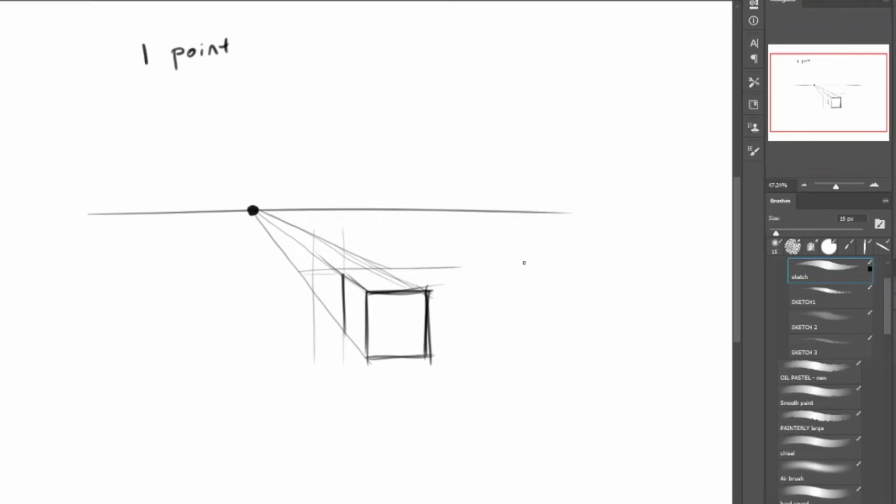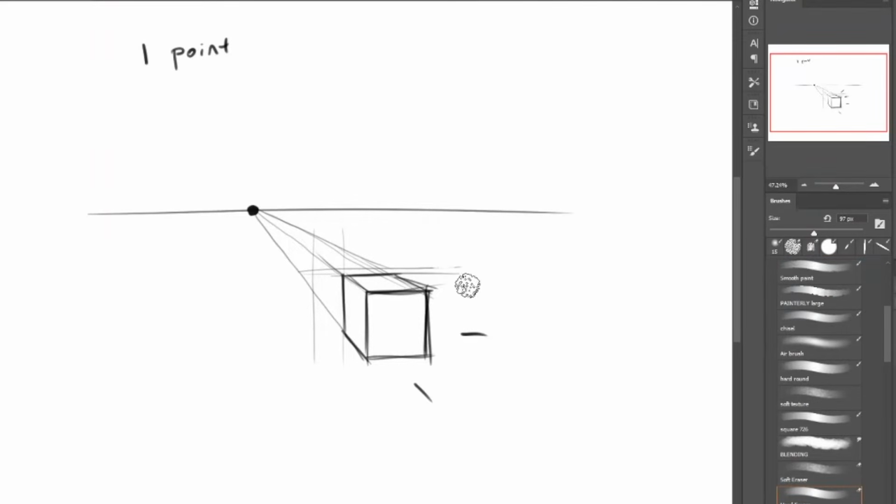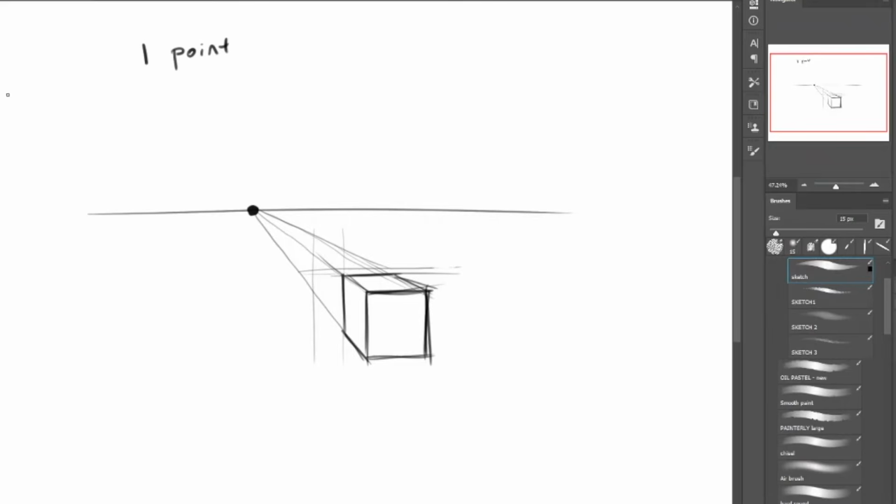Now there's the vertical edge and there's the horizontal edge. Okay, and once we set this out, we can trace the cube over and look at that. You have a cube in 3-dimensional space. And what's cool about this is you don't have to put it under the horizon line. You can put it on top of the horizon line.